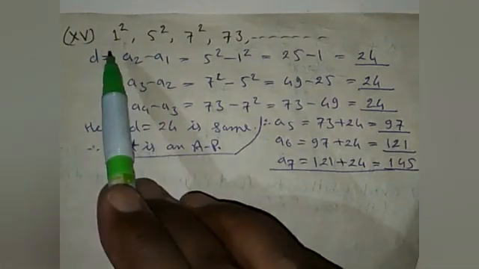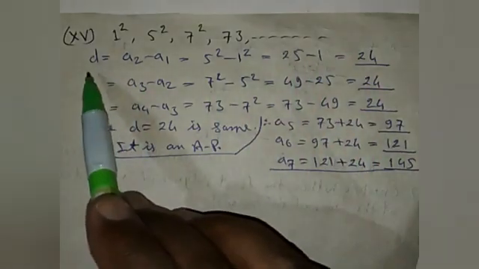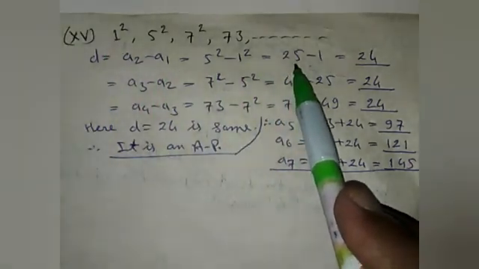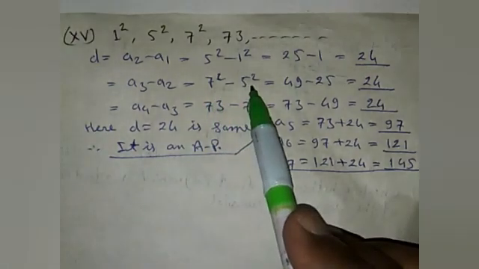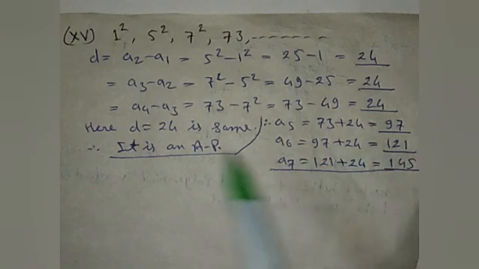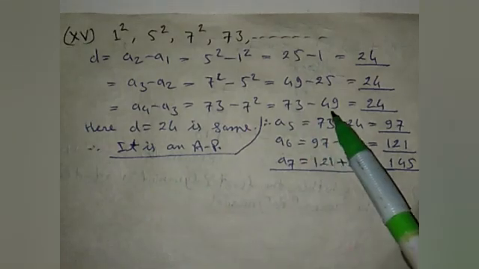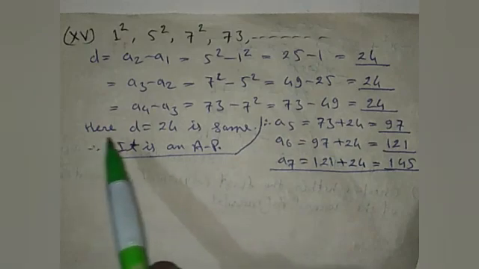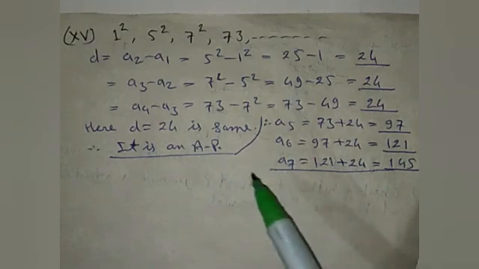In 15th part, series is 1 square, 5 square, 7 square and 73 and so on. So here difference D is A2 minus A1, that is equal to 5 square minus 1 square, which is equal to 25 minus 1, which is equal to 24. Then A3 minus A2 is 7 square minus 5 square, which is equal to 49 minus 25, which is equal to 24. Then A4 minus A3 is equal to 73 minus 7 square, which is equal to 73 minus 49, and that is equal to 24. So here also see that D equal to 24 is same, so it is an AP. So here you have to find other three terms.